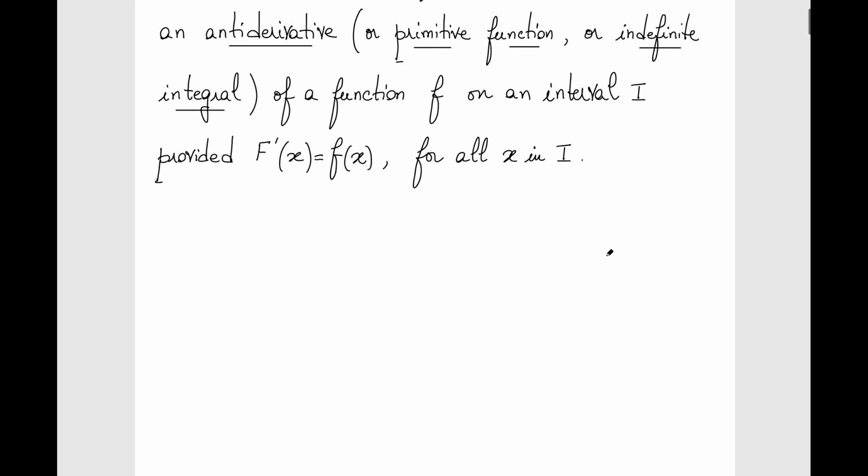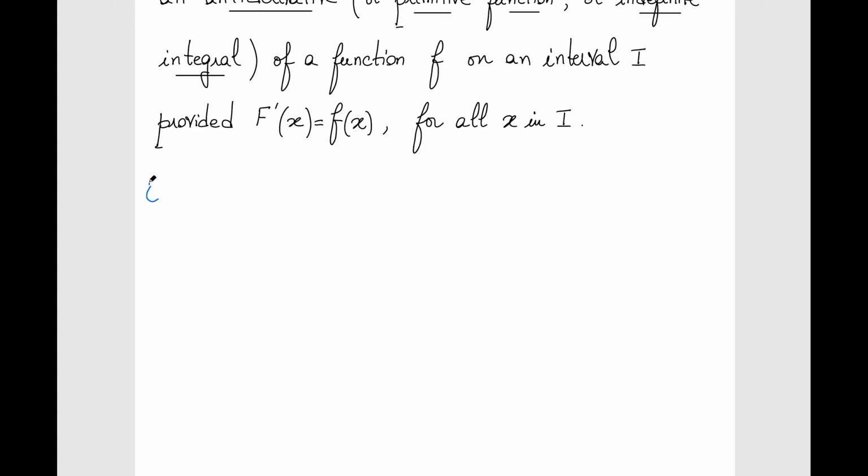So for instance, if we take the function little f to be the squaring function, x squared, and let's take the interval I to be all of R, the set of all real numbers, it's not hard to discover an antiderivative of little f. Just keep the power rule in mind, and you're going to quickly realize that an antiderivative would be x cubed over 3, right?